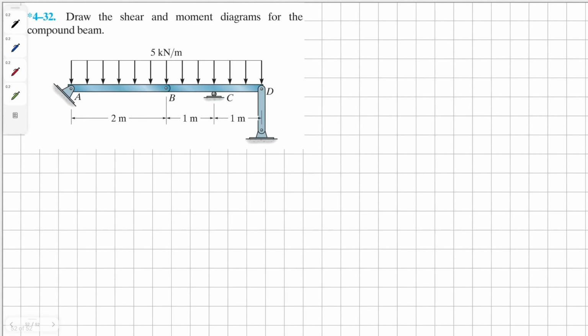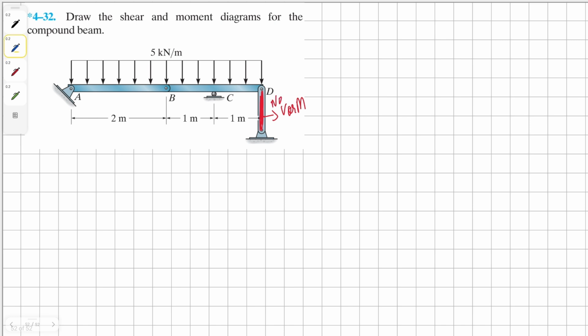Draw the shear and moment diagrams for the compound beam. To solve this, first of all, we need to recognize that this beam is made up of three separate sections or beams, and this section will not have any shear or moment.